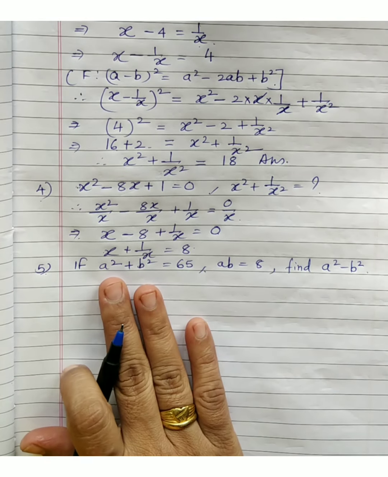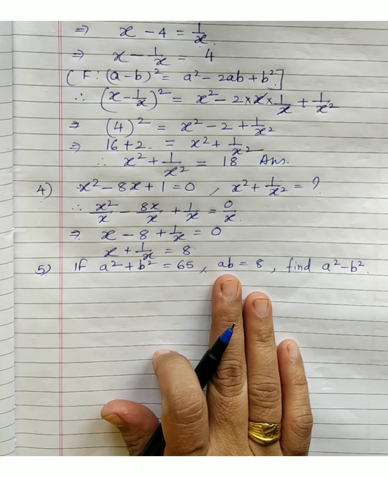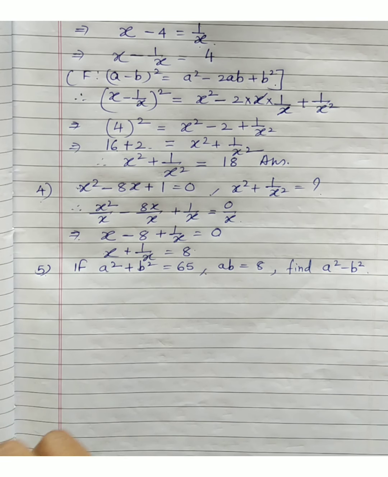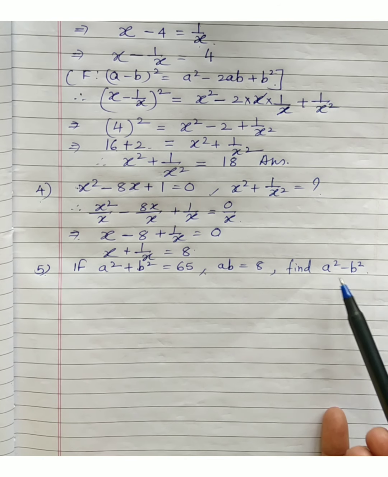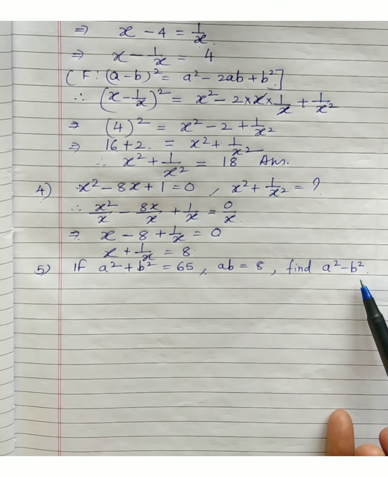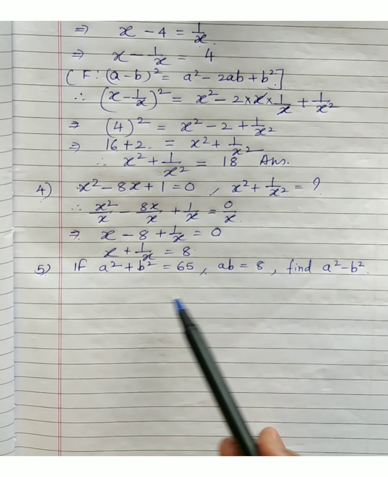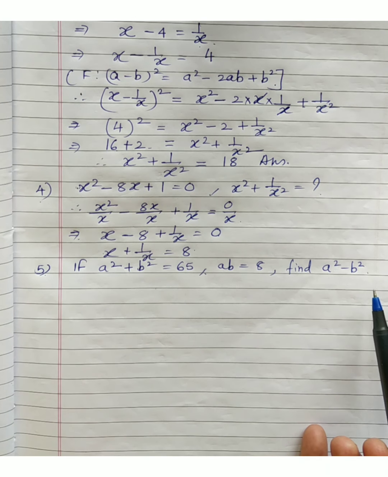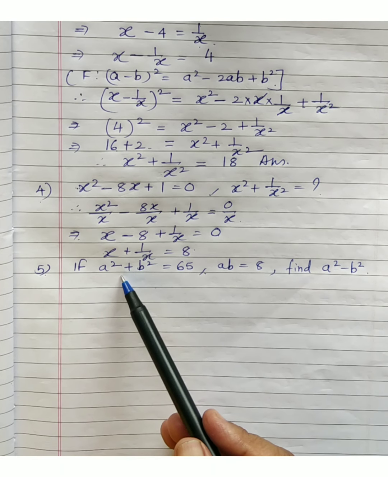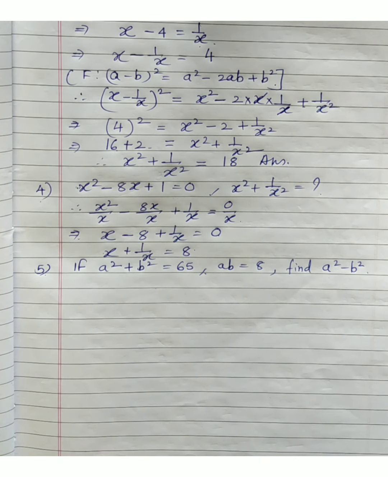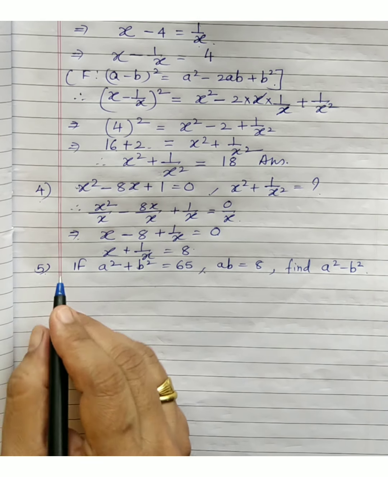A square plus b square is given, ab is given. So definitely a plus b the whole square can be found. A minus b the whole square can also be found. And you know that a square minus b square actually is what? A plus b into a minus b, right? So we need to find the value of a plus b and a minus b over here, right? Now let's work for that.